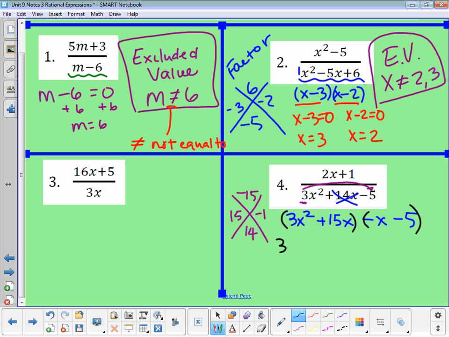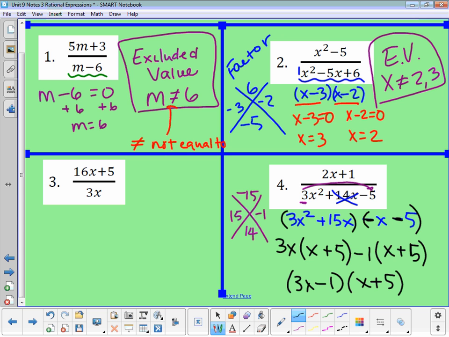I can take out a 3 from the first set. Oh, I'm sorry, I can take out a 3 and an x from the first set. So I have 3x on the outside. That leaves me with x plus 5 in the middle. In the second set, I can take out a negative 1, which leaves me with x plus 5. So the factored form is 3x minus 1 and x plus 5.